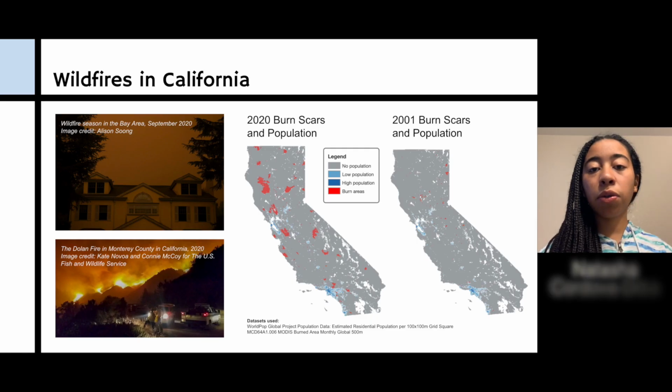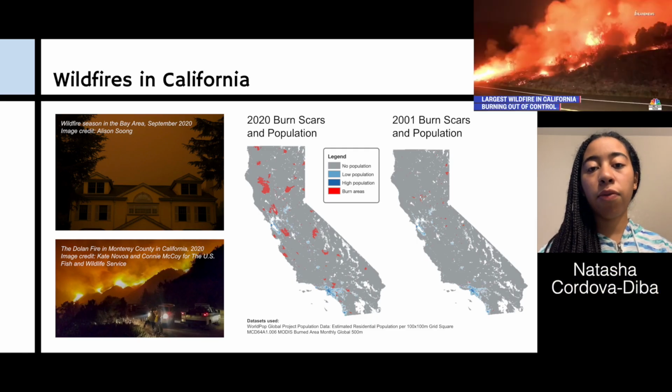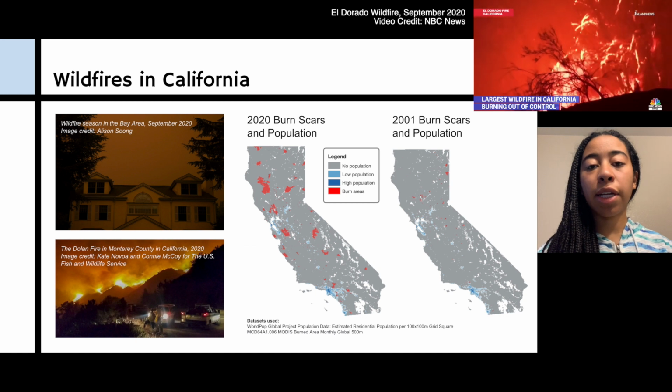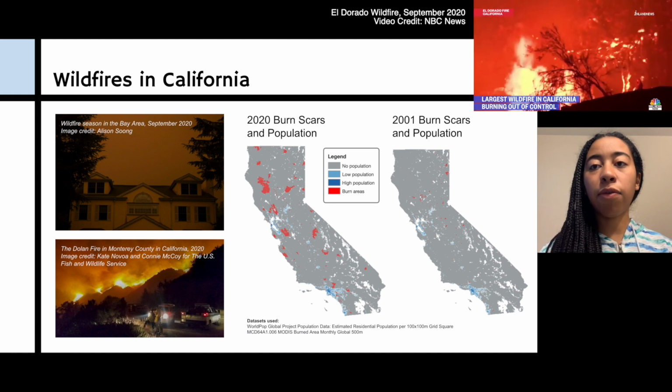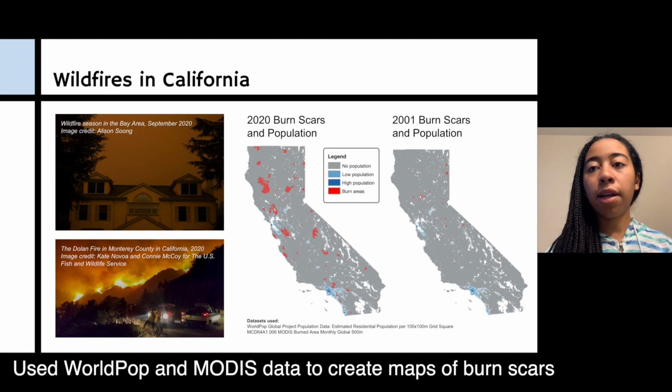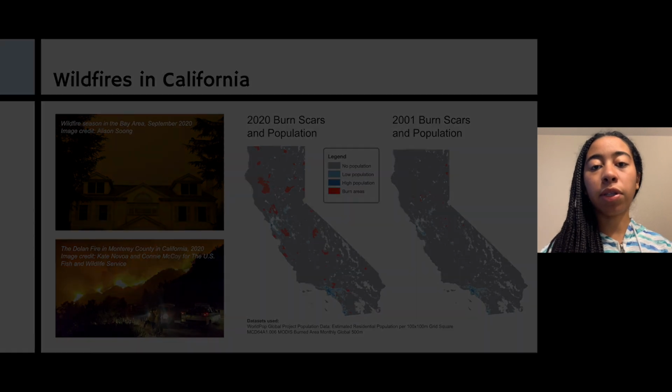We decided to use Google Earth Engine to examine wildfires in California. Both of us are residents of California and have had to evacuate during wildfire seasons in the past, making us interested in how wildfires affect the populations in California. Using a population dataset, WorldPop, and the MODIS burn area dataset, we created two images of California's burn areas and population in 2001 and 2020, which shows an increase in burn scars.